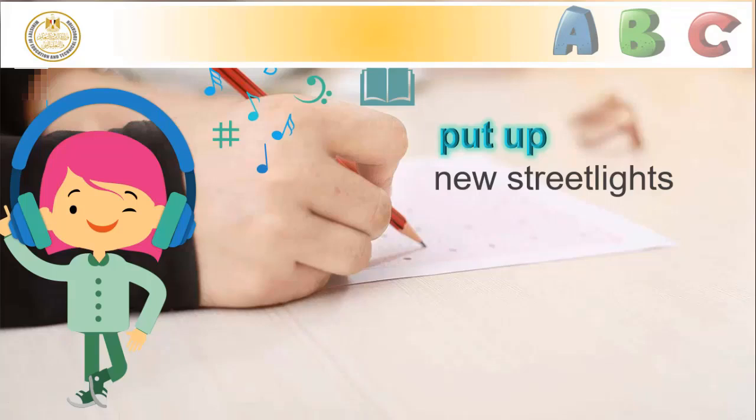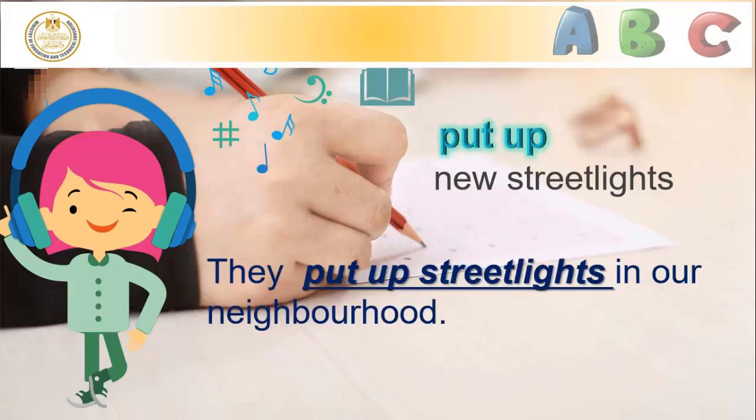Next. Put up. Put up new street lights. The verb put بمعنى يضع، لكن put up together بمعنى يركب أو يثبت. واتفقنا إن street lights هي الإضاءة الموجودة بالشارع، إضاءة الشارع. When I say new street lights يعني إضاءة شارع حديث. يبقى هنا يثبت أو يركب إضاءات بالشارع حديثة. Let's check with an example. They put up street lights in our neighborhood. لقد قاموا بتركيب المصابيح الشارع في الحي السكني الخاص بنا.